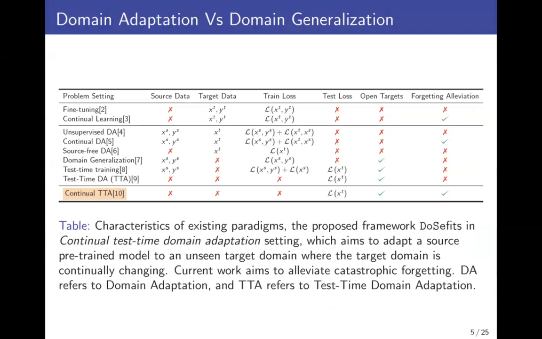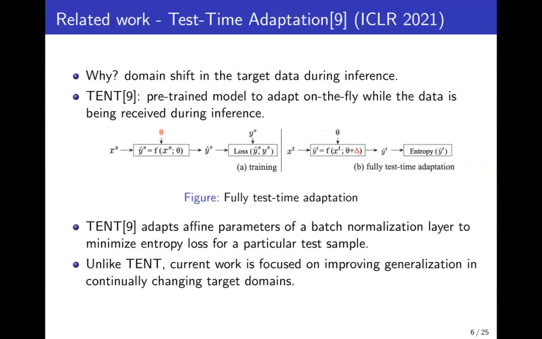So coming to the problem formulation, as discussed, the problem formulation fits in continual test time adaptation, where we don't have access to source data and target data during training, and don't have access to training loss, and we only have test loss and open targets, and the goal is forgetting alleviation. So basically we are trying to alleviate catastrophic forgetting directly during inference.